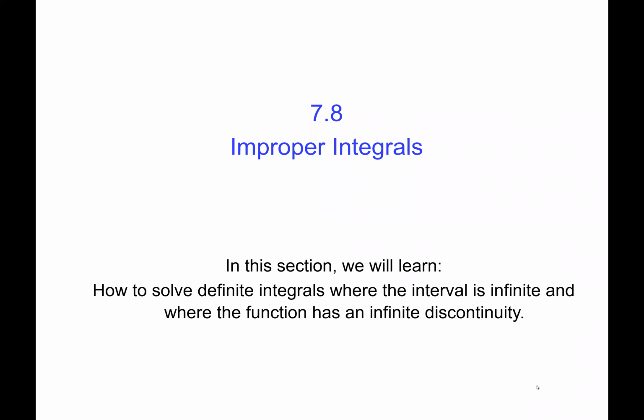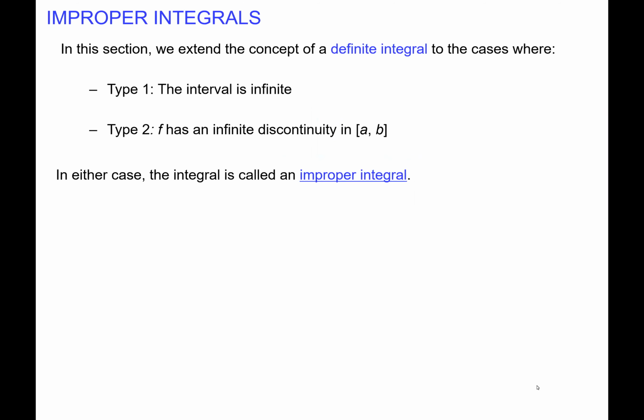This is section 7.8, improper integrals. In this section, we will try to extend the concept of a definite integral to two cases. Case 1, type 1, is a definite integral defined on an infinite interval. Type 2 will tell us that function f has an infinite discontinuity on the finite interval from a to b. In both cases, we will call this type of integral an improper integral.